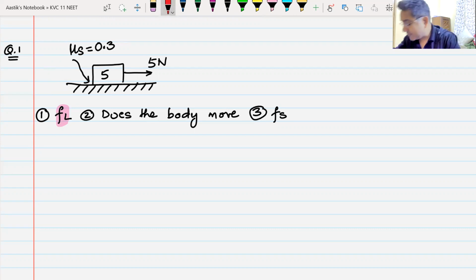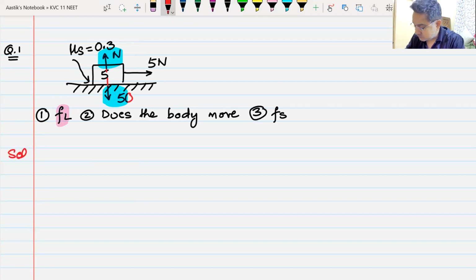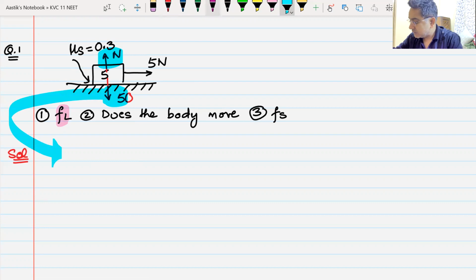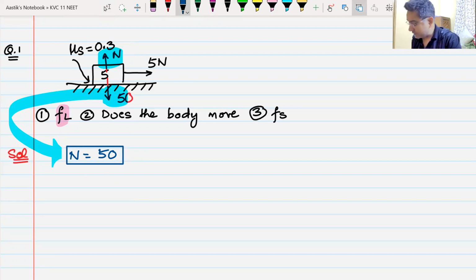Okay. So how do I get the value of limiting friction? I draw the free body diagram. This is 50 newtons. This is N. Looking at this blue equation, I can find out the value of N. We have done it 1500 times. The value of N would be equal to 50. That is your normal reaction N.